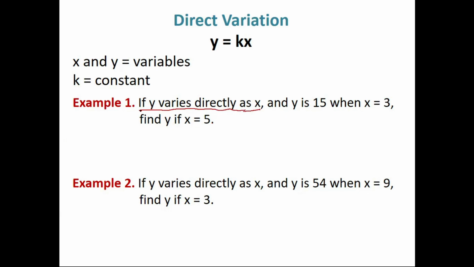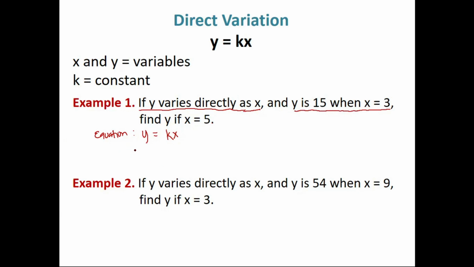Dito nyo kukunin yung equation. How are we going to translate this into equation? It's y varies directly as x, and don't forget the constant term. So this is now the general equation of this example. Second is to find the constant or the value of k. To find the value of k, consider this time the second part of the sentence. Ito, y is 15 when x is equal to 3.